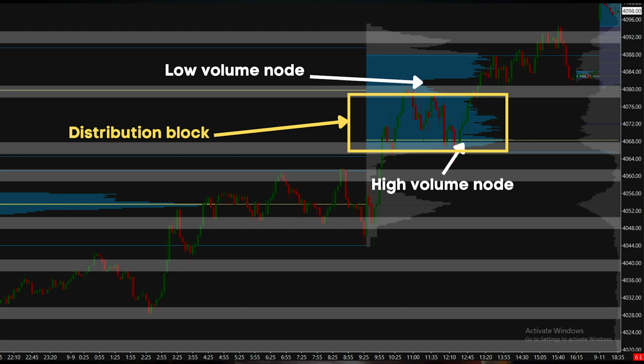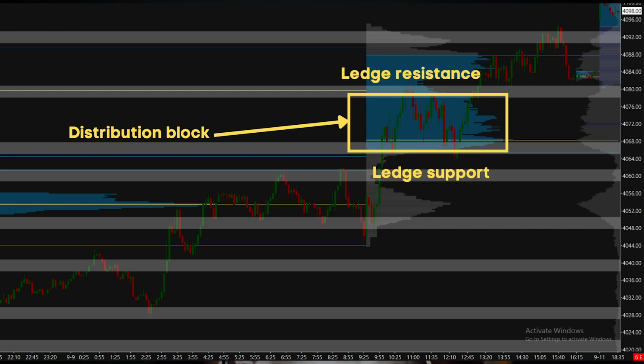Now, the thing with high volume nodes is that a cluster of high volume nodes sandwiched by low volume nodes on either end is what would create a distribution block. That distribution block is going to be a main premise in how we identify levels to trade, distributions, and directionality throughout this video. So when we have a distribution block, the ledges on either side of that distribution block are going to be seen as areas to trade, key support and resistance.